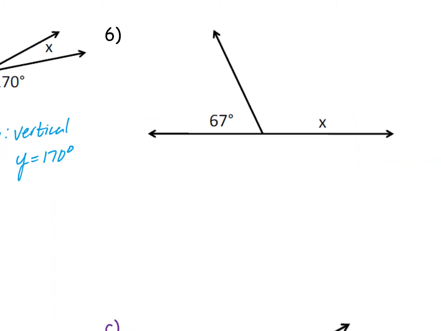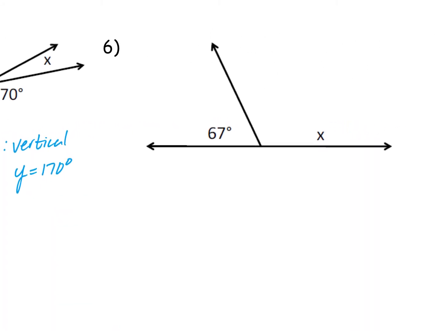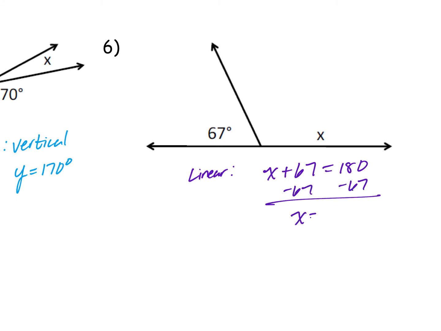What type of angle is that? Linear. So x plus 67 equals 180. So subtract 67. X is going to equal 13 degrees. I don't think so. No, 113.